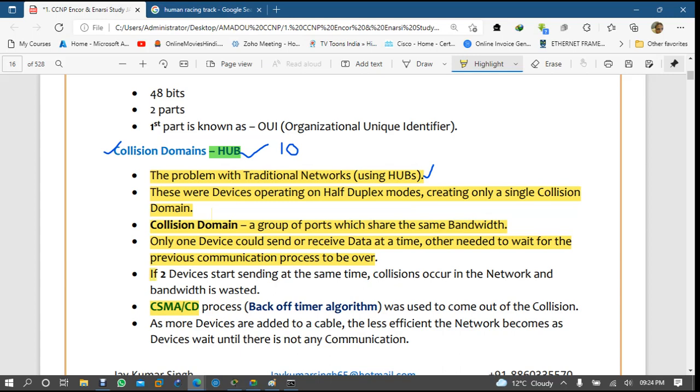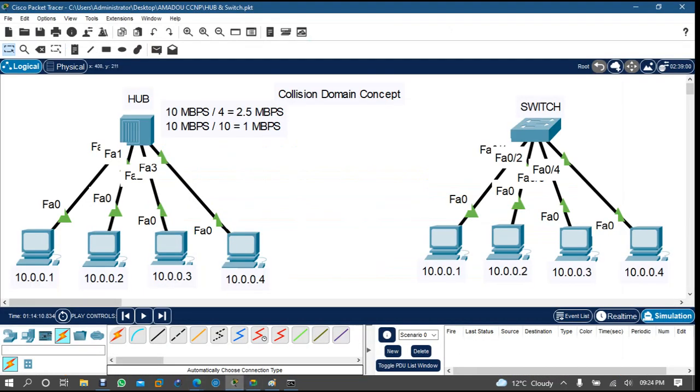Now if two devices start sending data at the same time, a collision occurs in the network and bandwidth will be wasted, because the data will collapse. So there was a technology used in the hub, known as CSMA/CD, to avoid this kind of collision problem.